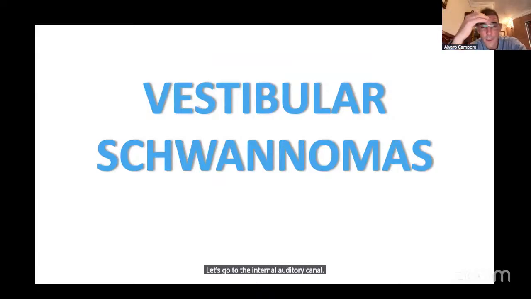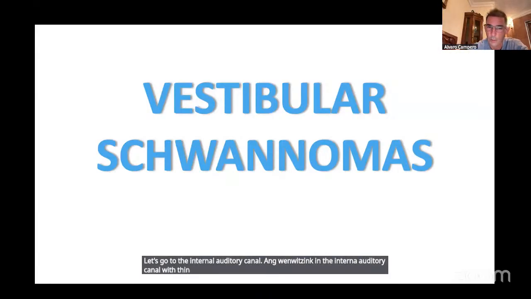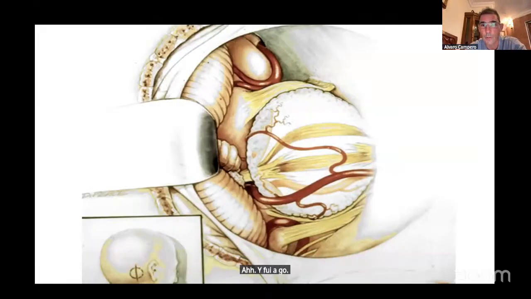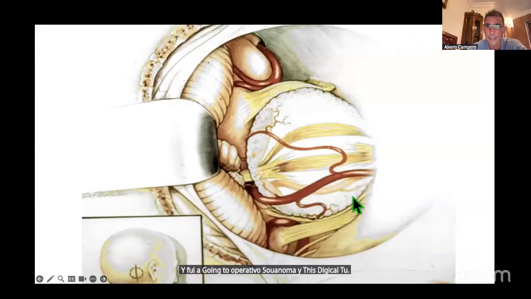Let's go to the internal auditory canal. When we think of the internal auditory canal, we think of vestibular schwannomas. If we are going to operate a vestibular schwannoma, it is difficult to think of operating in this situation. We can see just the proximal control or visualization of nerves 7 and 8, but we cannot see the distal portion of the nerve.